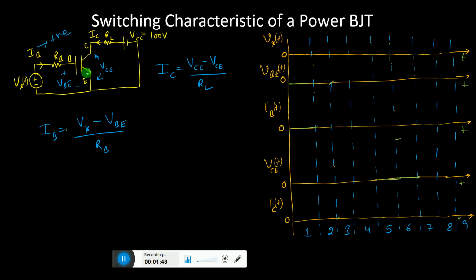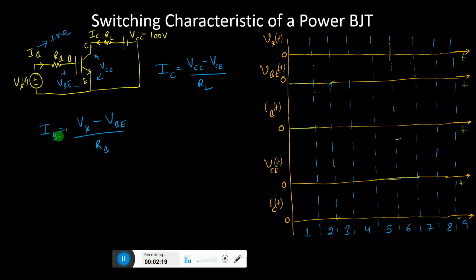And once it turns on, this IB needs to be there. As long as you want to turn on the switch, the IB has to be there continuously. That's the limitation of the power BJT compared to MOSFET and IGBT. Here, you need to give the IB continuously. That means in the base end, the supply has to be positive continuously. Then IB will be there.